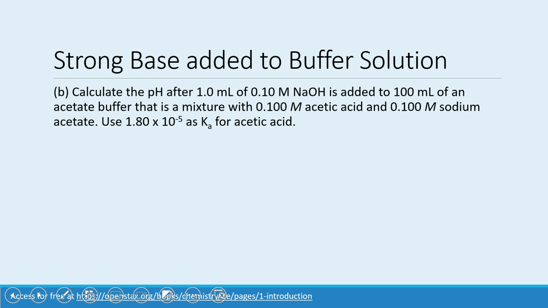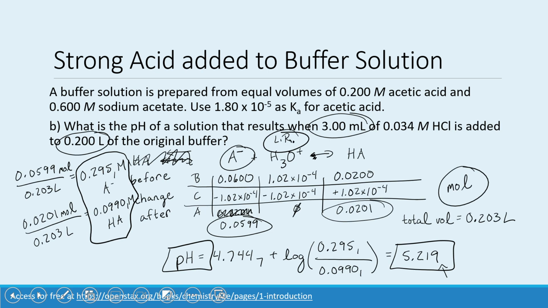So just as a refresher, remember that when we are adding strong acid or strong base, we have a reaction that's happening. We're going to have to use a BCA table, and so we're going to have to find the moles of each because the volumes are changing. This time, the buffer is 100 milliliters of a 0.1 of each, and so we don't have to do that kind of divided by 2.